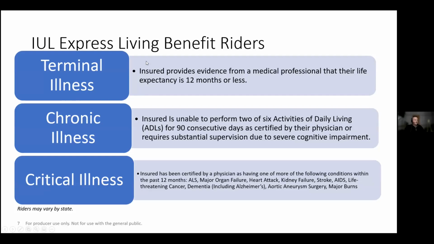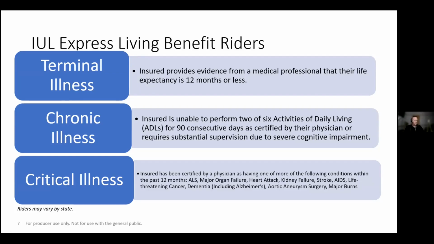So the terminal, chronic, and critical illness is going to be matching basically what we have on Term Life Express as well. We have a terminal that will include anything for life expectancy of 12 months or less. They can have 80% of the original face amount available. Chronic illness is going to be the same thing, up to 80%, in which they have had 90 consecutive days of not being able to perform 2 of the 6 activities of daily living.